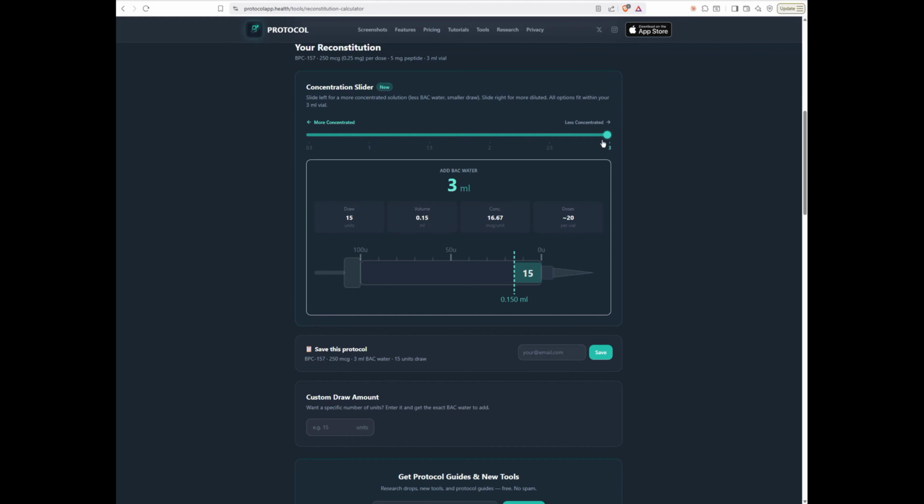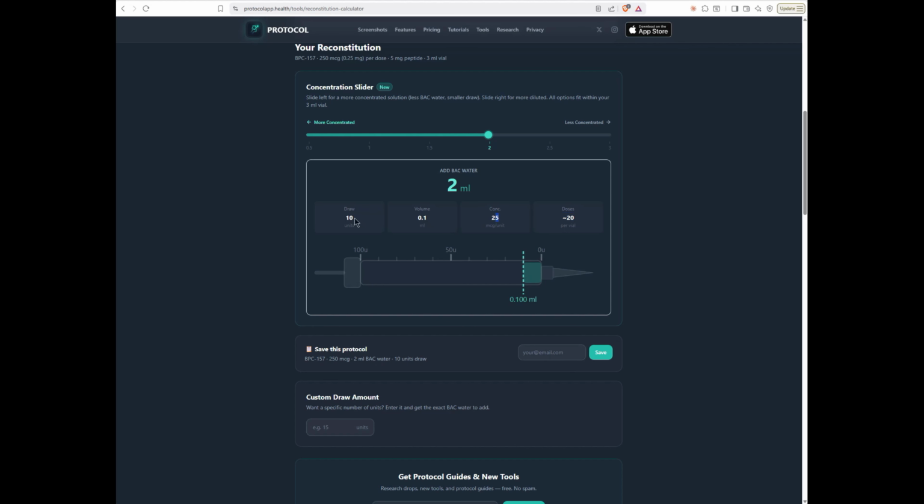Every number updates live as you slide. You can see the BAC water amount. That's how much to add to your vial. Your draw in units, the exact volume in milliliters, your concentration per unit, and how many doses you'll get from this vial. And below that, a custom syringe visualization showing exactly where to draw. No guessing, no charts, no math.